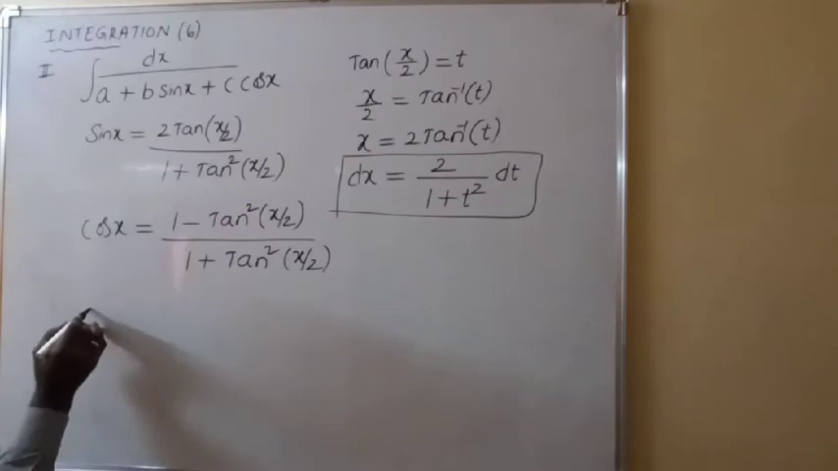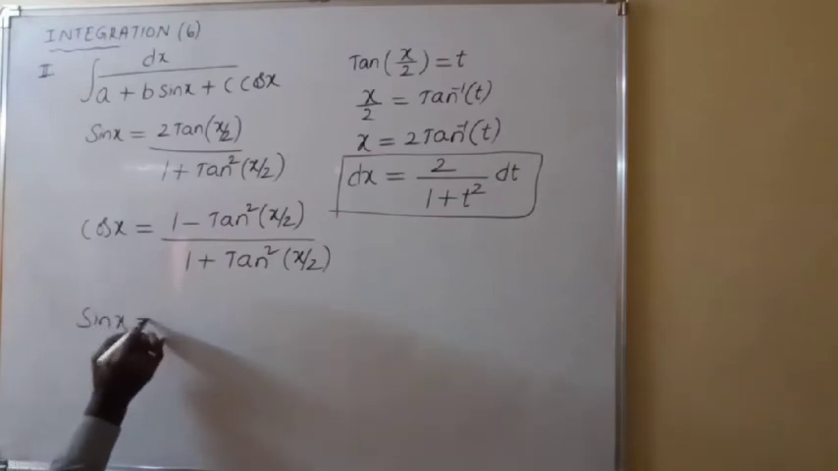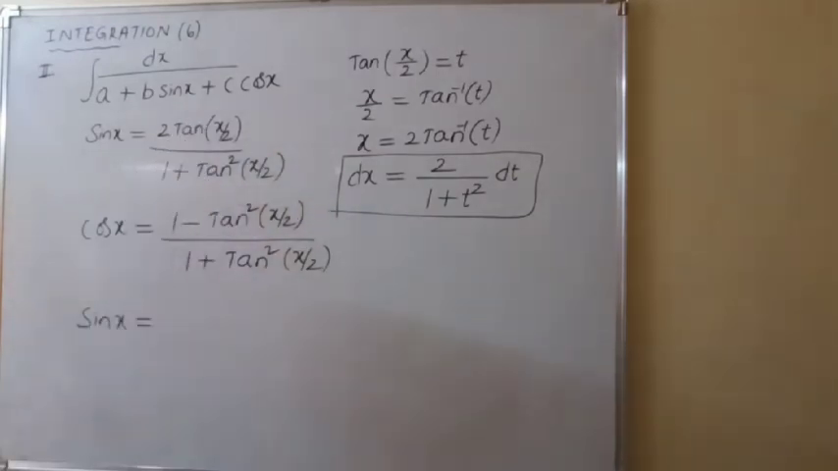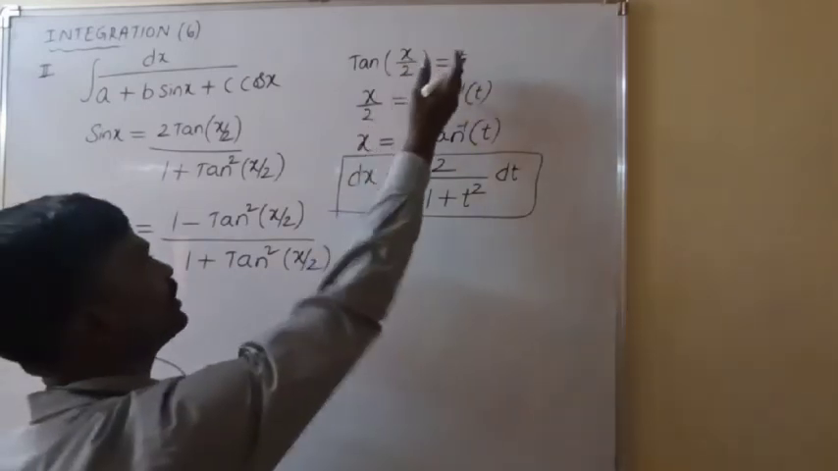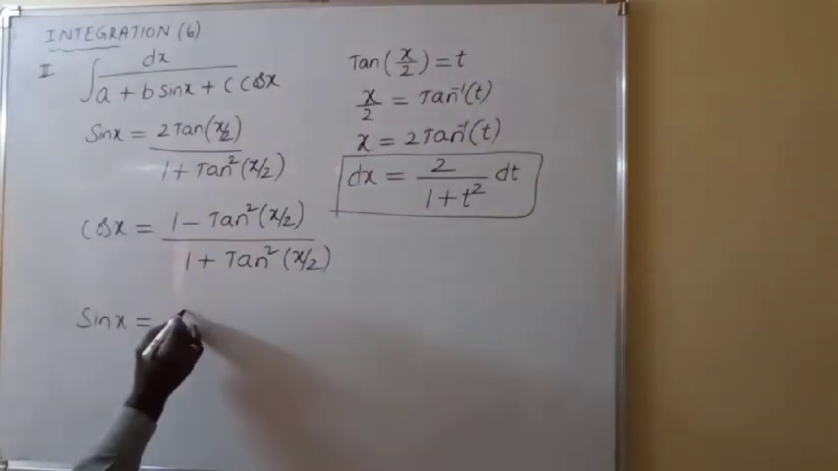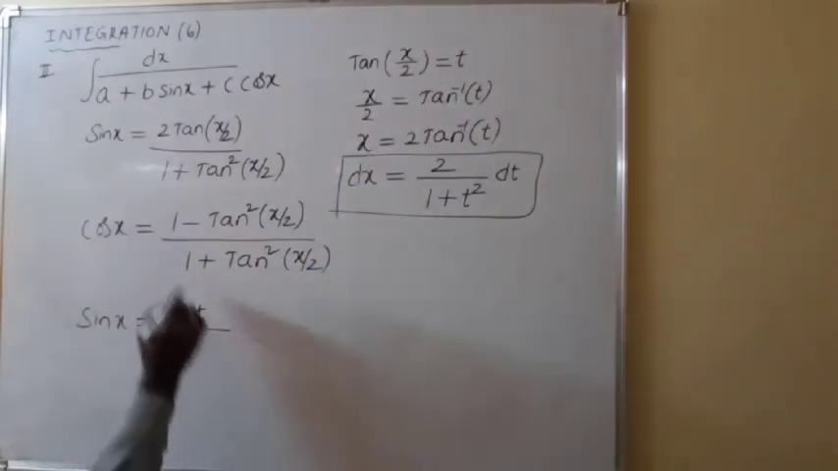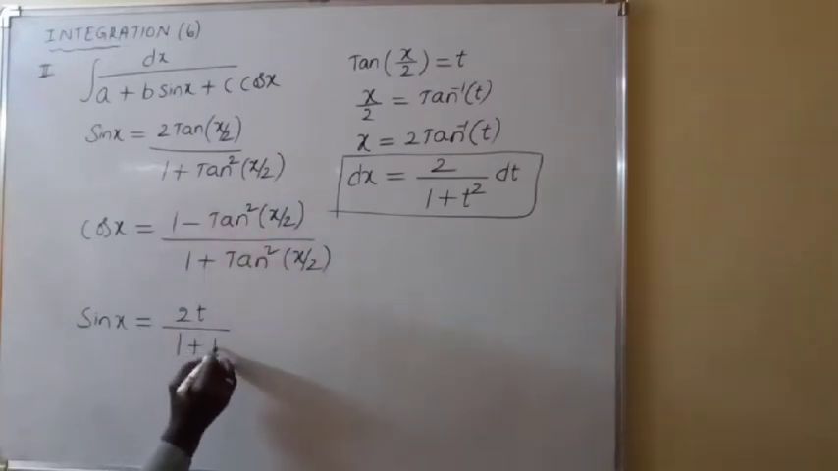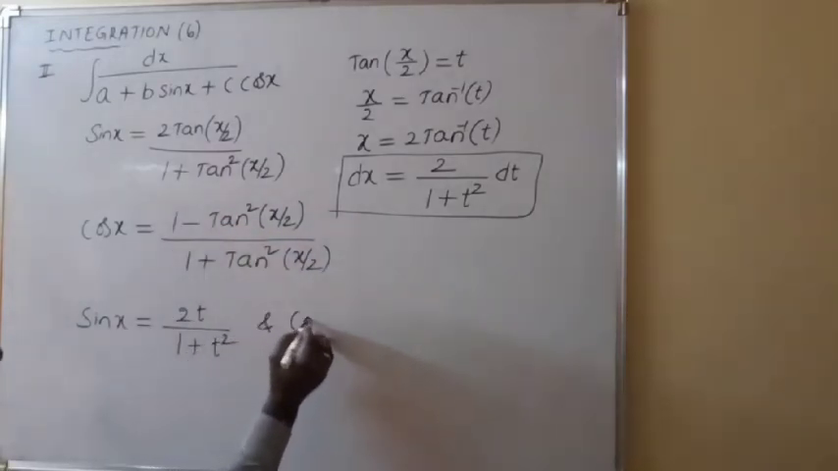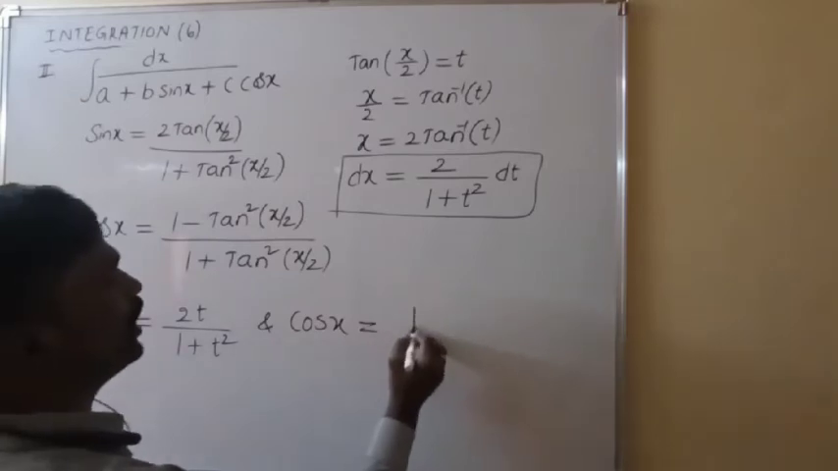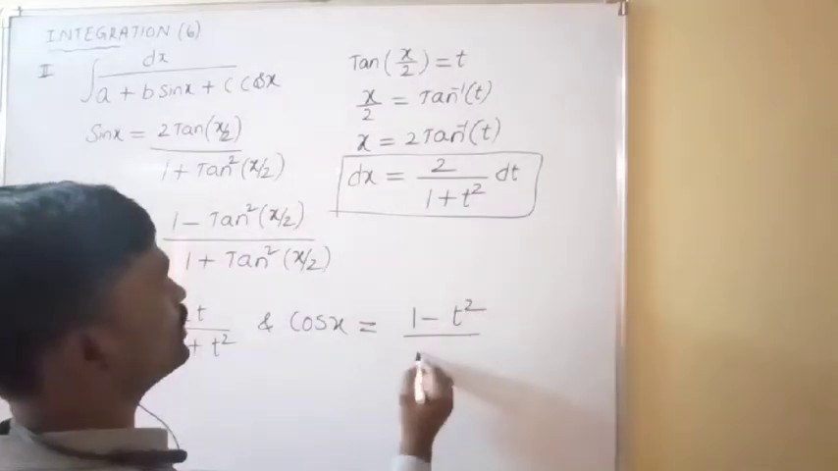Correct, Lina? So sin x is equal to 2 tan x by 2 by 1 plus tan square x by 2. But we have taken tan of x by 2 as t, so sin x is equal to 2t by 1 plus t square, and cos x is equal to 1 minus t square by 1 plus t square.